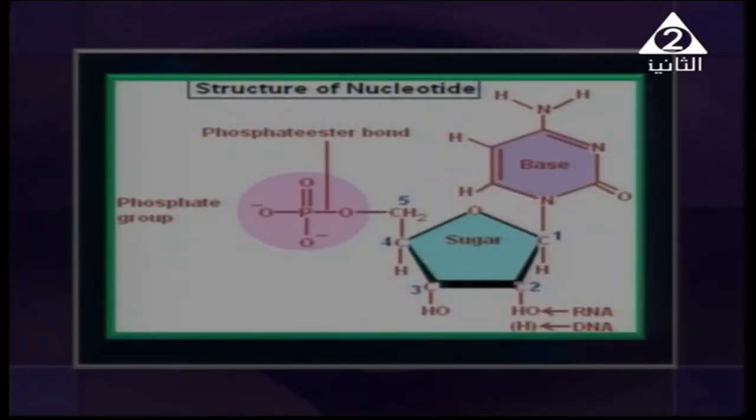And this figure represents the structure of the nucleotide. As you see, it consists of a pentose sugar that has 5 carbon atoms, 1, 2, 3, 4, 5, and a phosphate group that is connected to the carbon atom number 5, and a nitrogenous base that is connected to the carbon atom number 1.